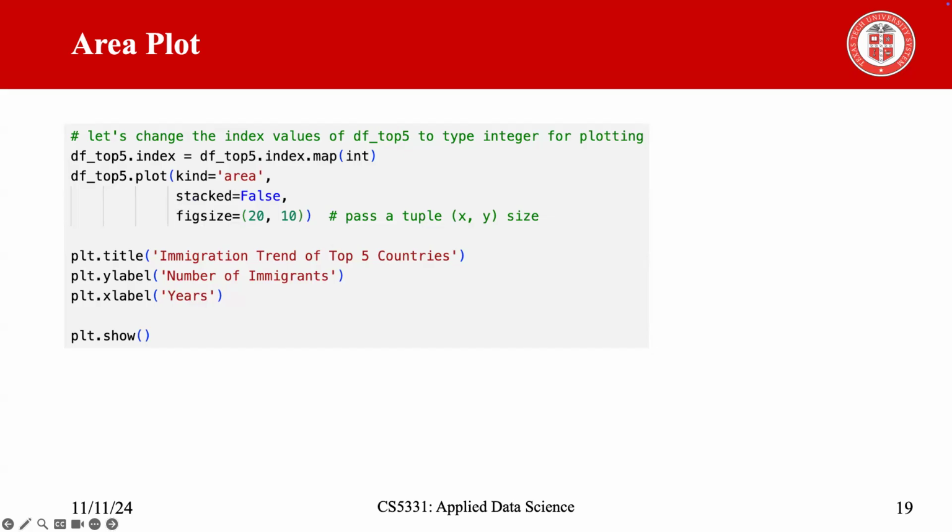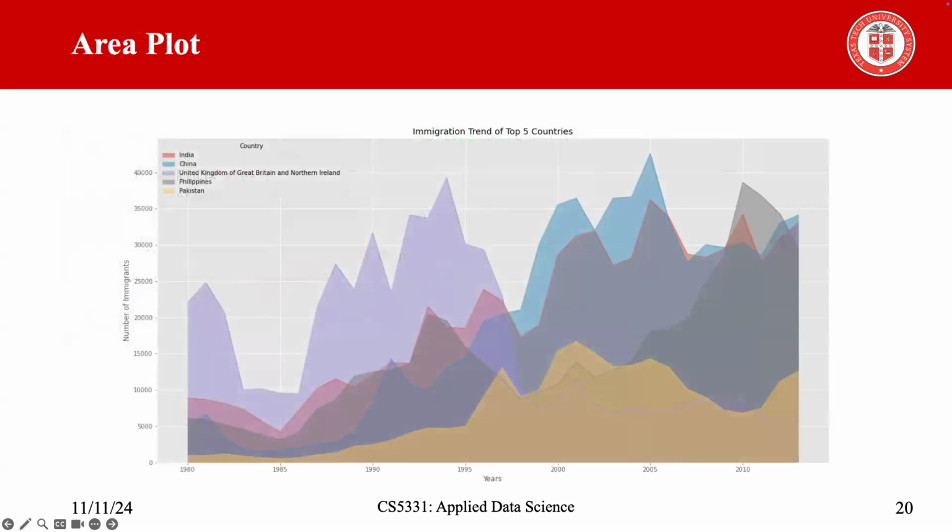So in the function, we first define the kind as area, so that the function knows what figure we want to draw, and then we define stacked as false, so that it will be an unstacked plot. For other things, we don't change them, and we still show the result and we will get this figure. It is an area plot and it is unstacked.